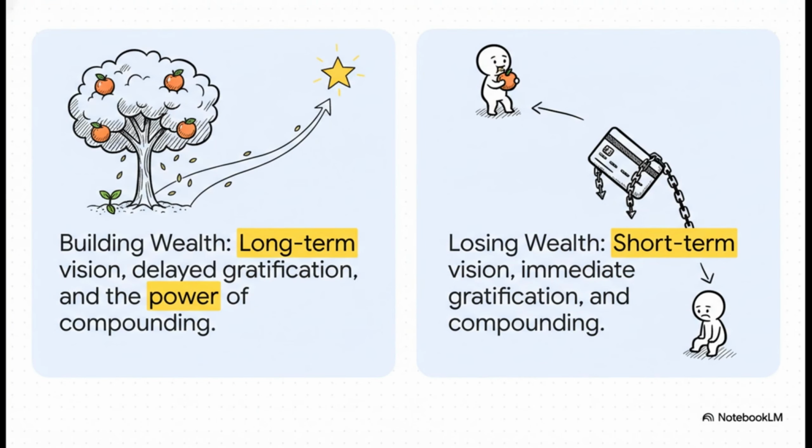Now, what you're seeing here is pretty amazing. It's based on a study of people who actually went from having nothing to being wealthy. And they all shared these 3 key things. They had a long-term vision, they were masters of delayed gratification, and they used the power of compounding for them. Now, look at the other side. People who lost wealth had a short-term vision, they needed that instant gratification, and they let compounding, usually in the form of debt, work against them. The choice between these 2 paths couldn't be clearer.